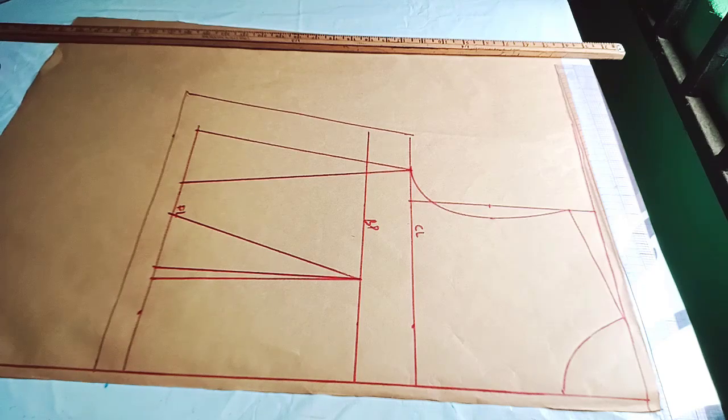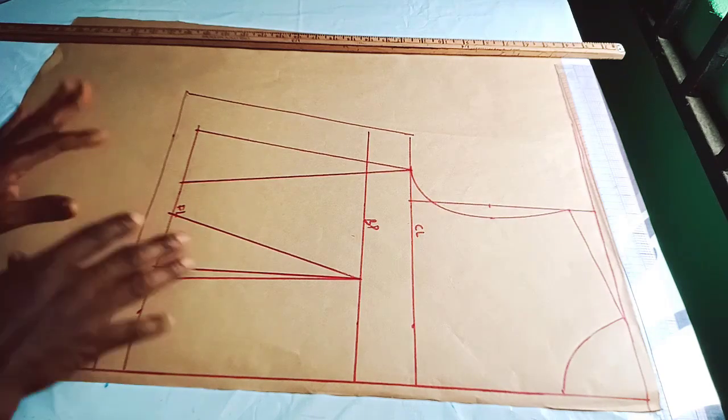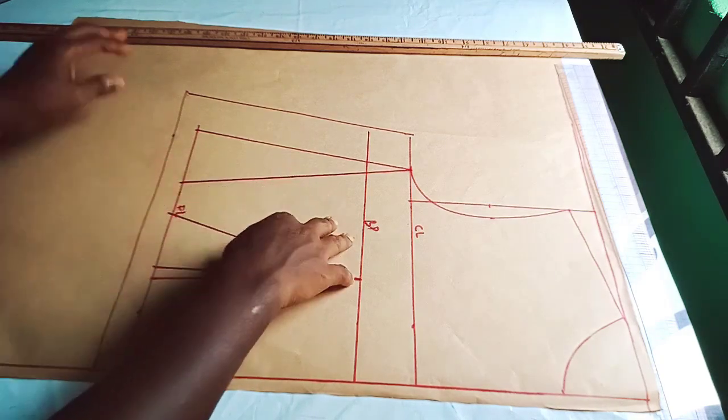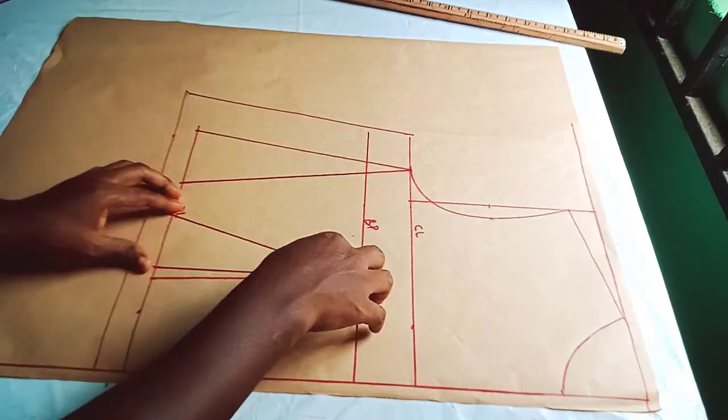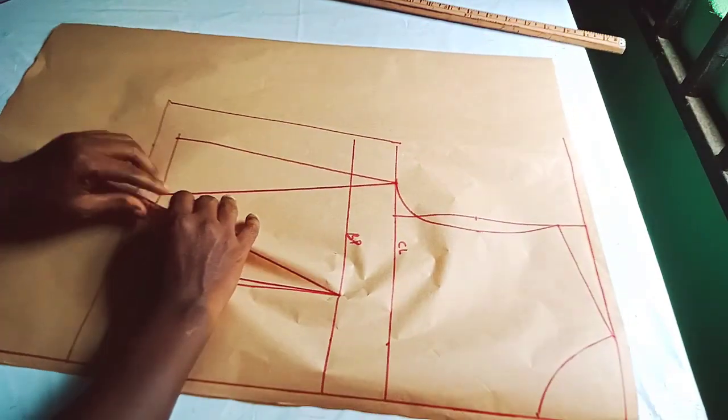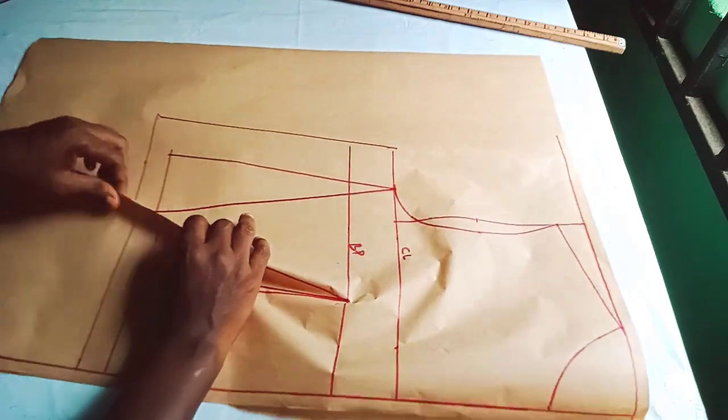Then we have to cut out. Like I always say, before we cut out, we have to fold in our dart excesses so we don't have any shortage of our measurements.